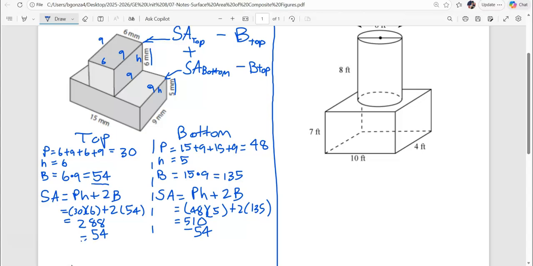So we get, goodness, 234. And then over here we get 456. And once we have these two, now we can add those together. And we get 690. Units of measure are millimeters squared. Make sure you got that down.